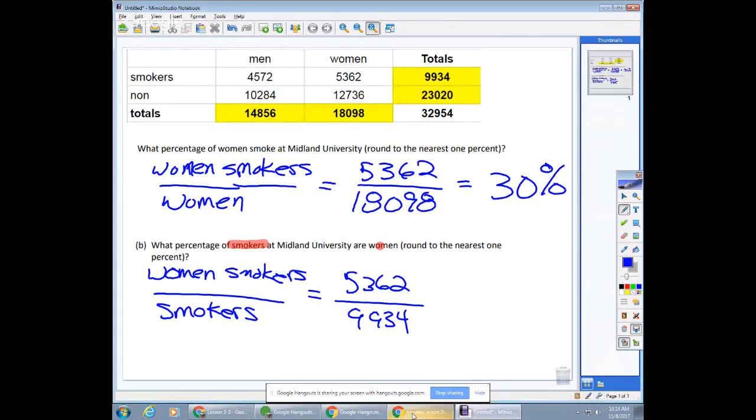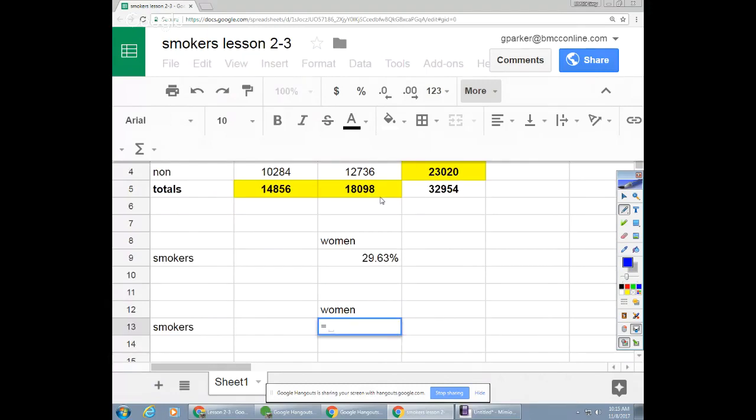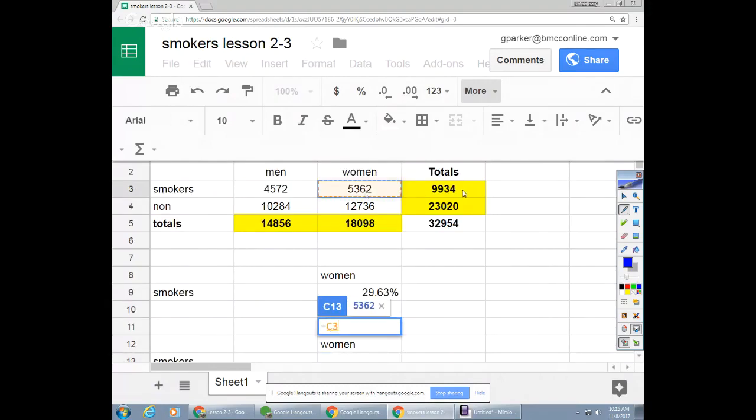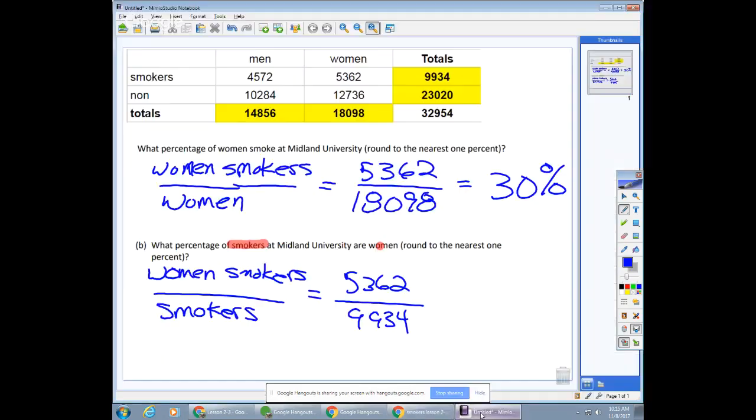So let's see, spreadsheets, come down here. Let's go a little farther down. I got smokers, and I got women again. This time I'm using a slightly different set of numbers. Same numerator, but now I'm using the smokers as the denominator. My spreadsheet tells me that's about 53.98, so to the nearest percent, about 54% of them.